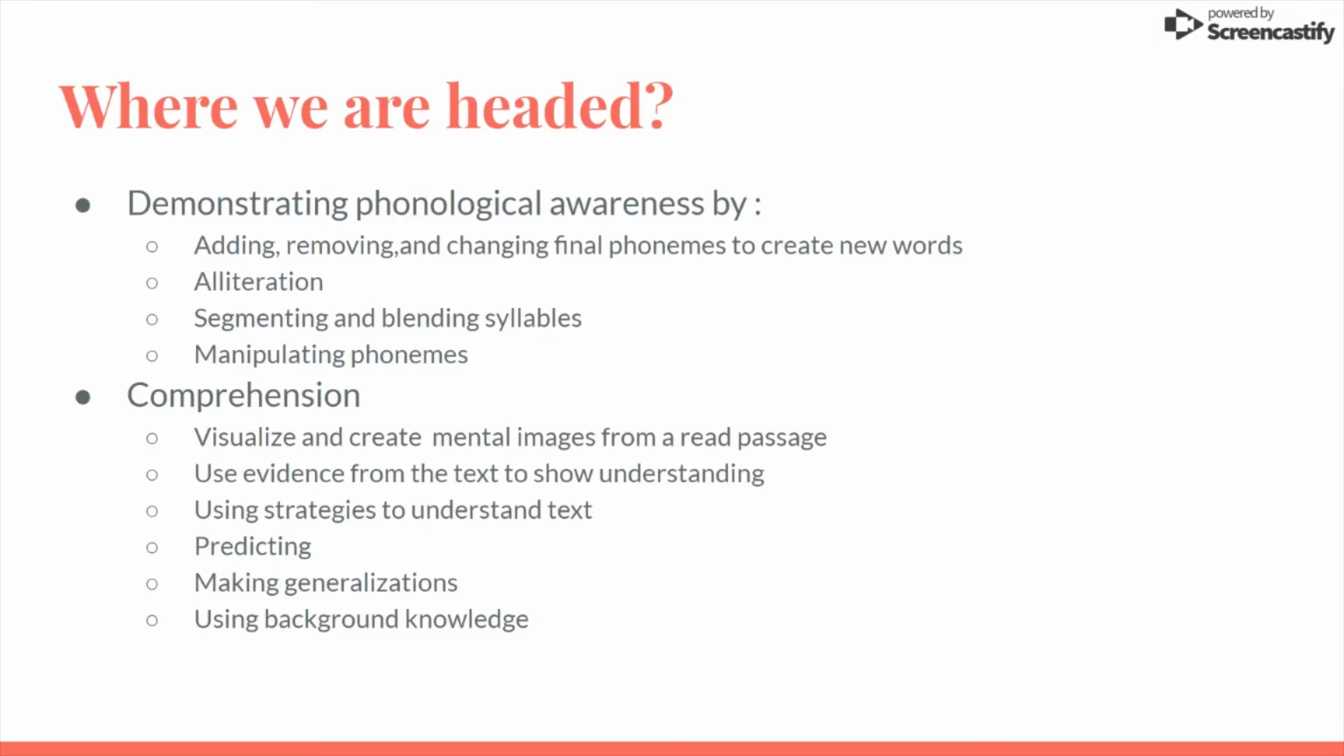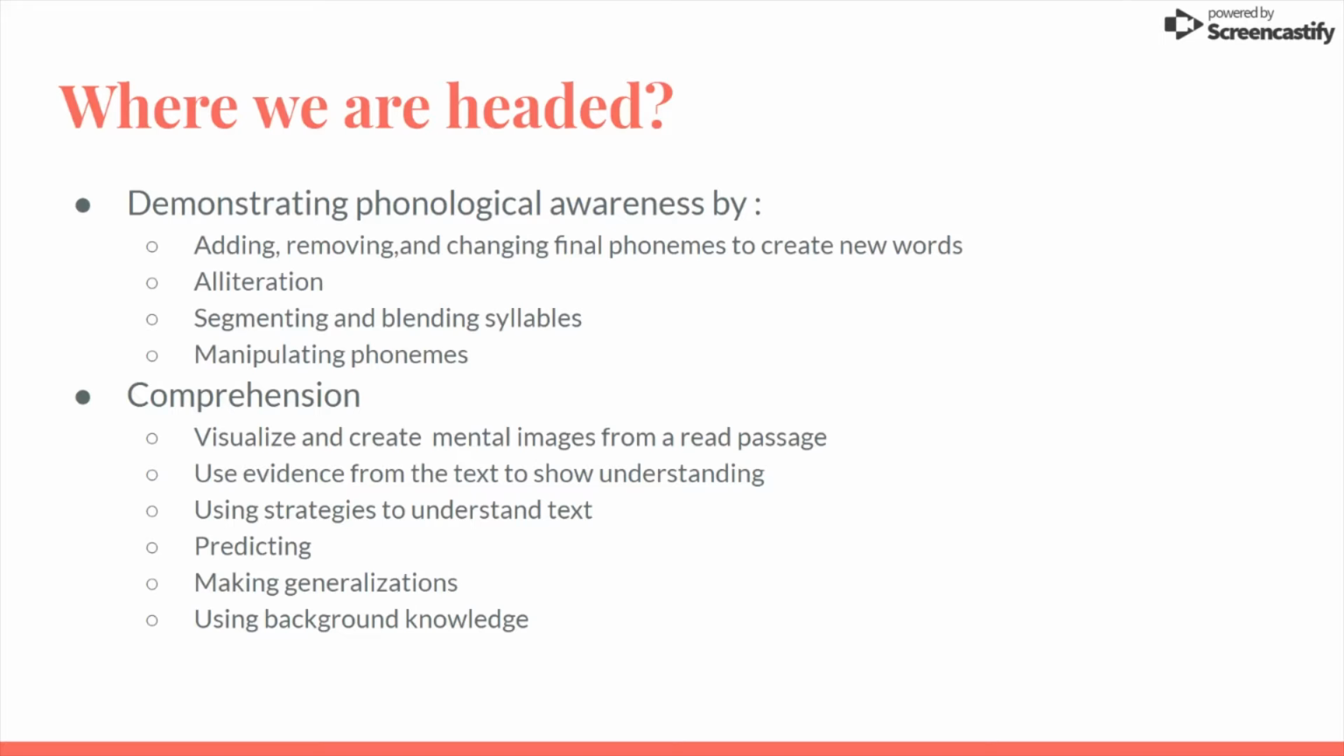We want them to be able to use evidence from the text to show their understanding. They're going to need to use that a lot as they get older. Even at the elementary and well into high school, they're going to need to be able to look through that text and say, here's evidence supporting my claim, or here's evidence the author did this, or that this happened in the story.